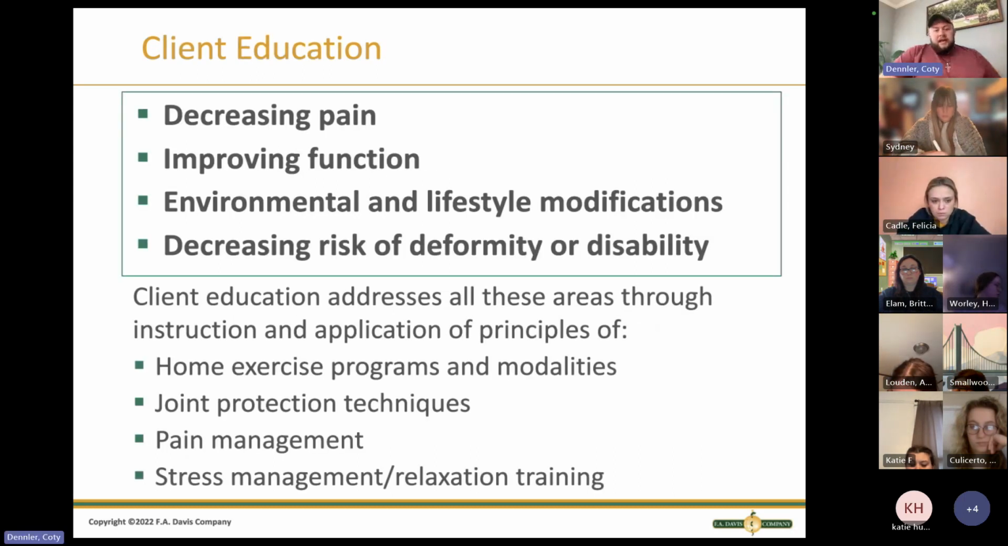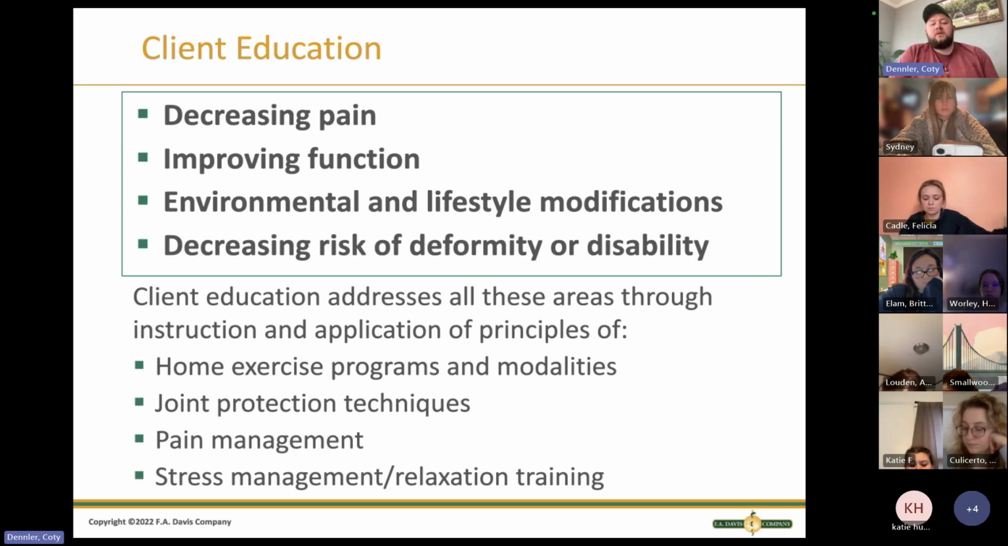The first one is client education. So what are we doing with here? Decreasing pain, improving function, environmental modifications, and decreasing risk of deformity or disability. Right there. It's on most of these slides as we go through. It's got those four listed at the top. What are we doing? How is it helping this?